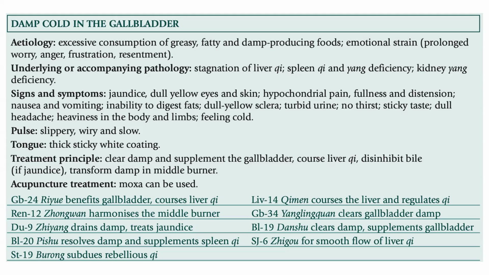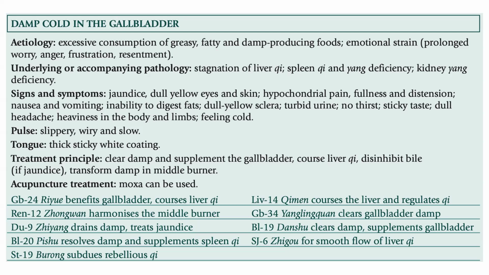For the acupuncture treatment, moxa can be used. We can use the following points. Gallbladder 24 to benefit the gallbladder and course liver qi. Ren 12 to harmonize the middle burner. Du 9 to drain damp and treat jaundice. Bladder 20 to resolve damp and supplement spleen qi. Stomach 19 to subdue the rebellious qi. Liver 14 to course the liver and regulate qi.